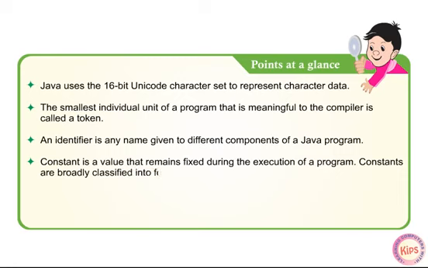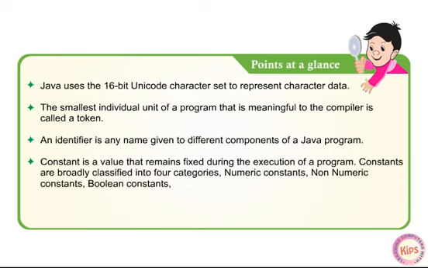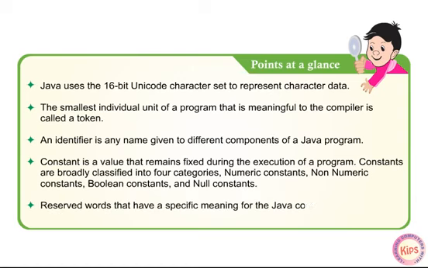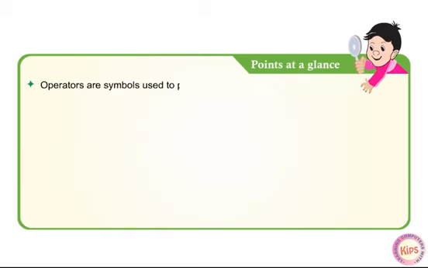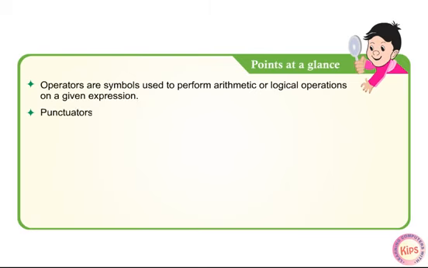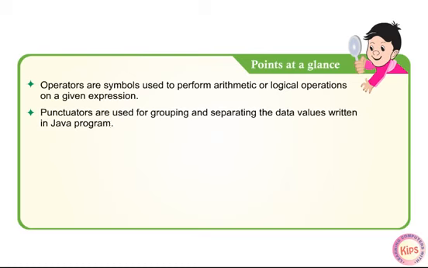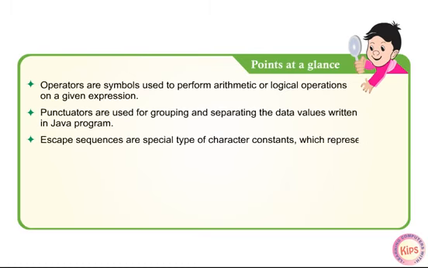Constants are broadly classified into 4 categories: numeric constants, non-numeric constants, Boolean constants, and null constants. Reserved words that have a specific meaning for the Java compiler are called keywords. Operators are symbols used to perform arithmetic or logical operations on a given expression. Punctuators are used for grouping and separating the data values written in Java program. Escape sequences are special type of character constants, which represent certain non-graphic characters.